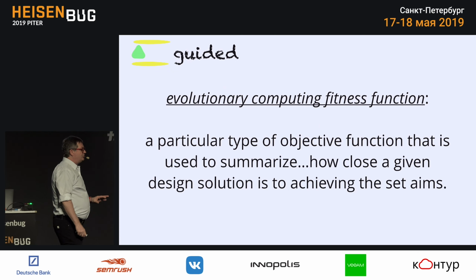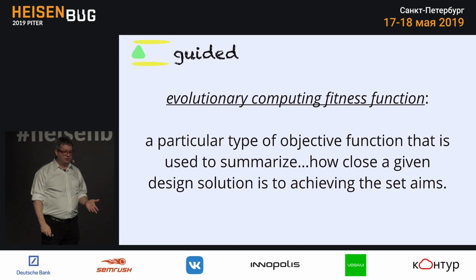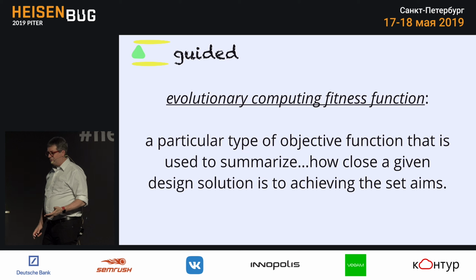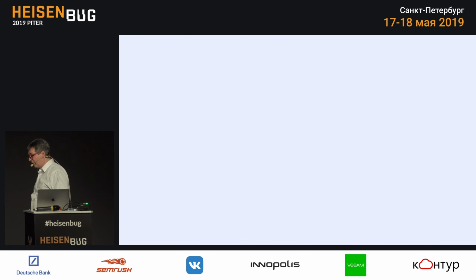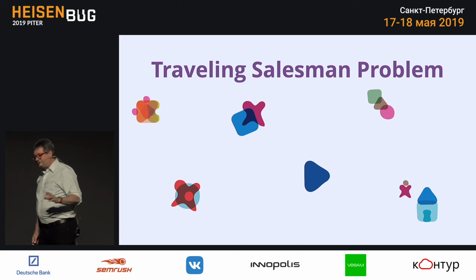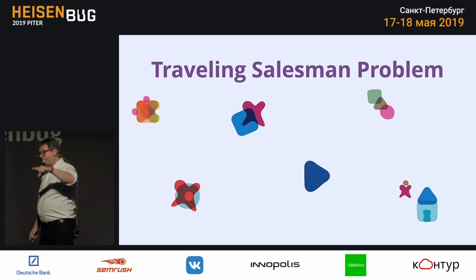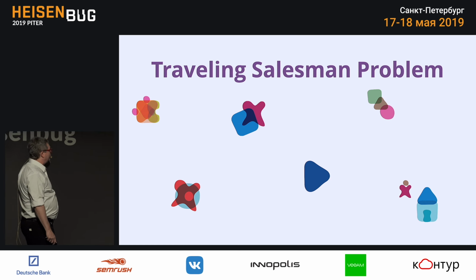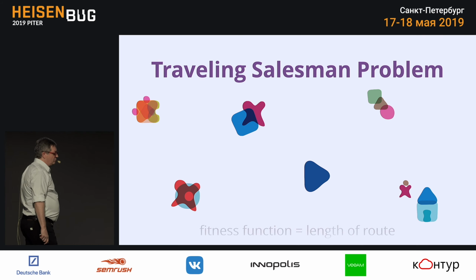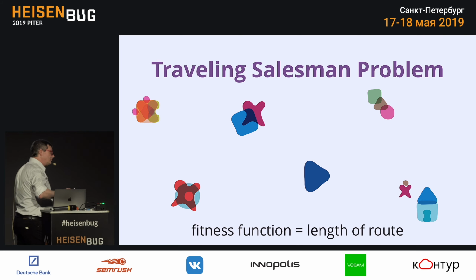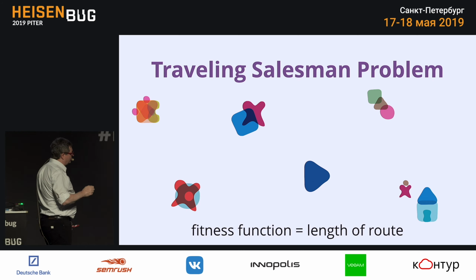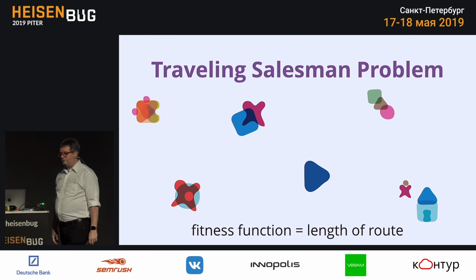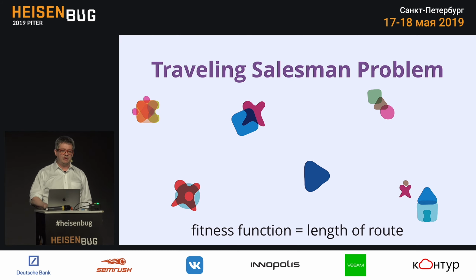This is an objective function used to summarize how close a given design solution is to whatever your target is. So for example, a well-known problem in the machine learning space is the traveling salesman problem. Given a salesman, given a bunch of cities, I need to find the shortest route between those cities. If I were designing a genetic algorithm to try to solve the traveling salesman problem, my fitness function would be the length of route, because that's the thing I'm trying to optimize for. And so any solution that produces a shorter route is going to be better for me. And so that's what my fitness function tries to drive, is this idea of a beneficial outcome for me.